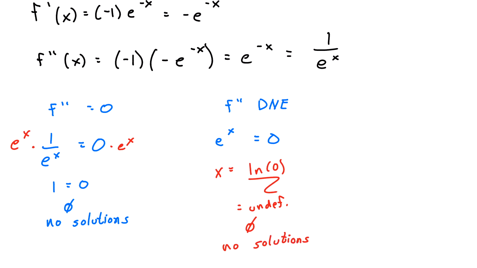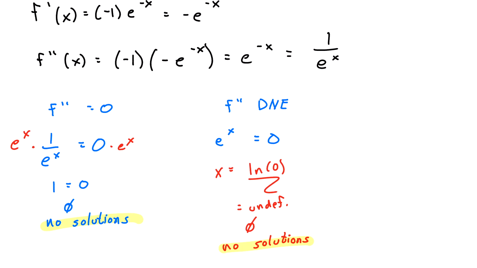This is an interesting case, because what this means is I actually have no partition numbers. We ended up with no solutions when we set the second derivative equal to 0, and no solutions when we thought about places where the second derivative does not exist. So you might be stumped as to where we go next if we don't have any partition numbers. We're actually going to go the same way that we've always been going.